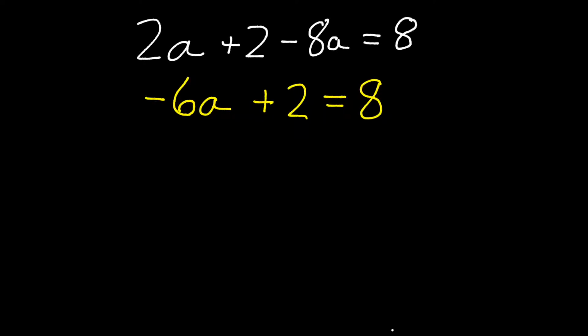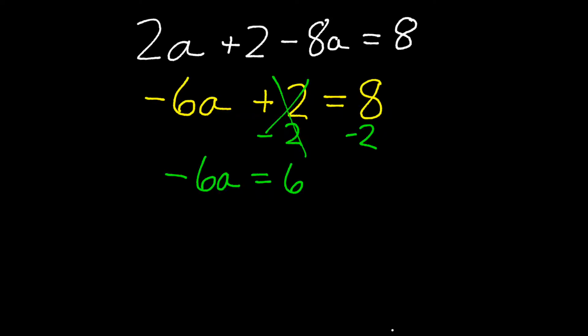Now that we have simplified the expression, just like the other examples, we need to get rid of this constant term. And since we're adding 2, we are going to subtract 2 from both sides. That cancels out our constant term, and we have negative 6a equals 6 now. That's a bad equals sign. Let me fix that. So negative 6a equals 6.